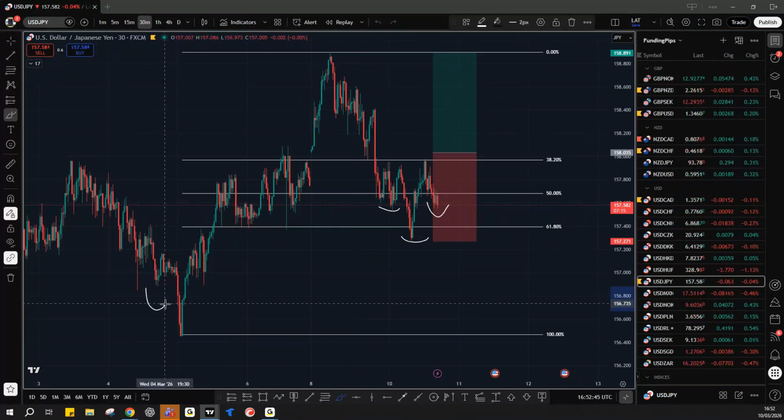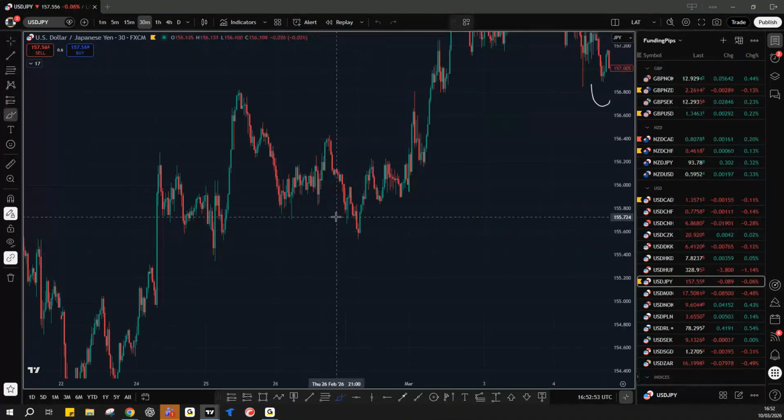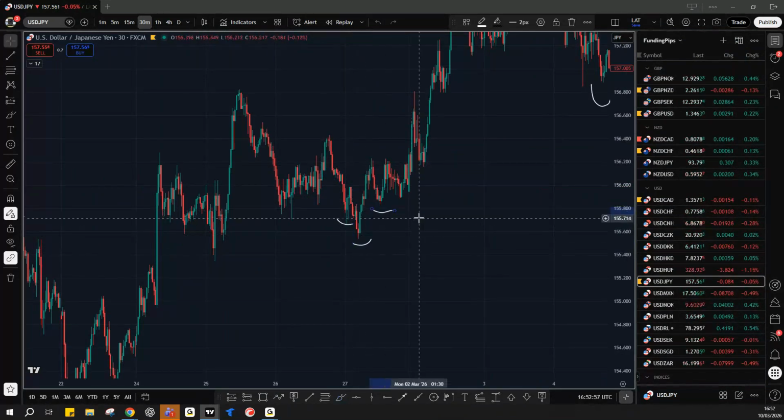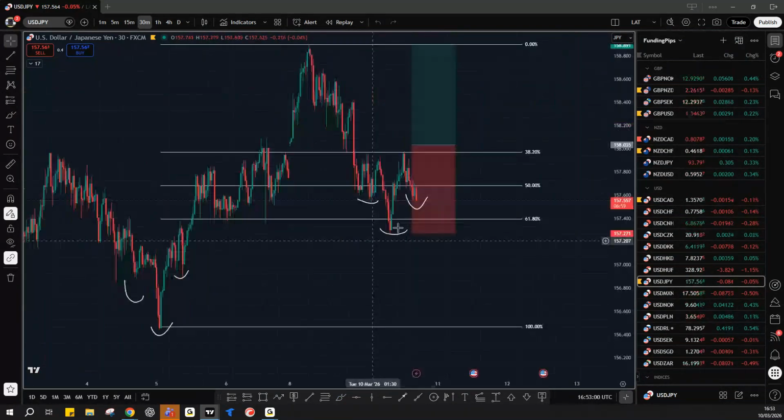We had a similar situation here with our inverse head and shoulders. Not quite as good of a neckline, but still a nice shape. Whether or not you want to claim that as a head and shoulders, I think that still looks quite nice as a potential long. Again, if this holds up, that is.